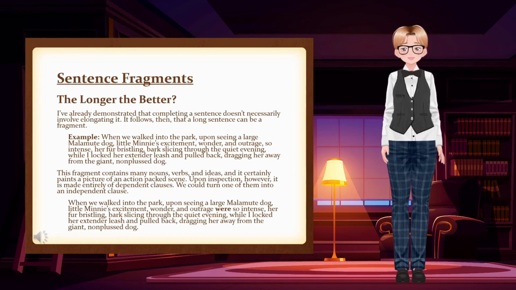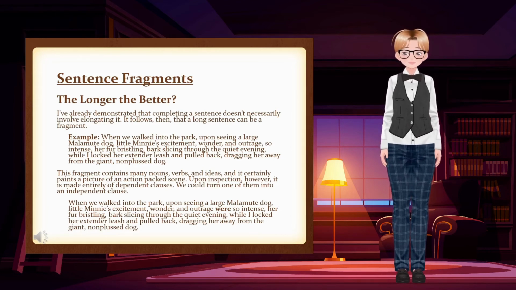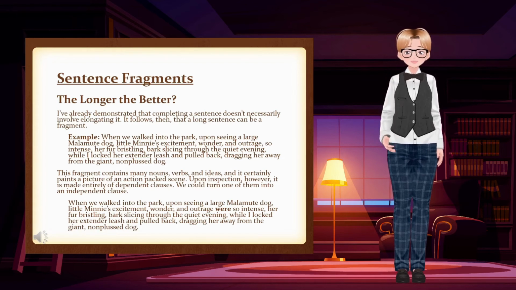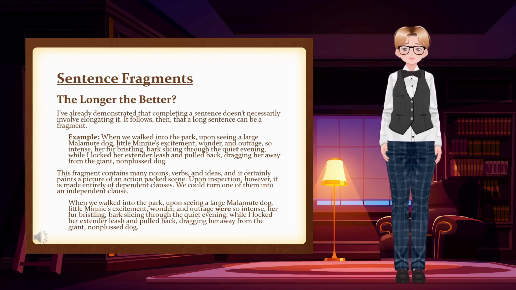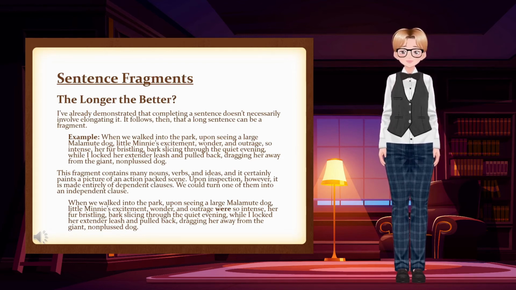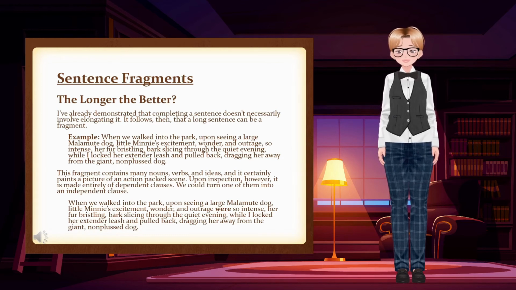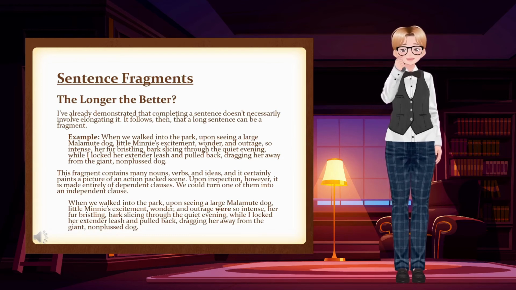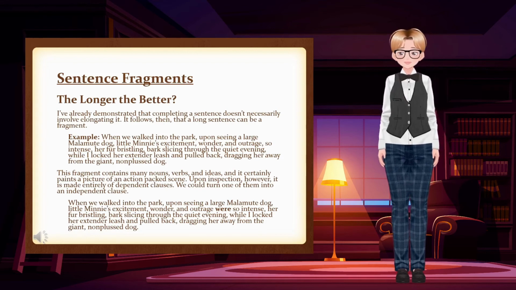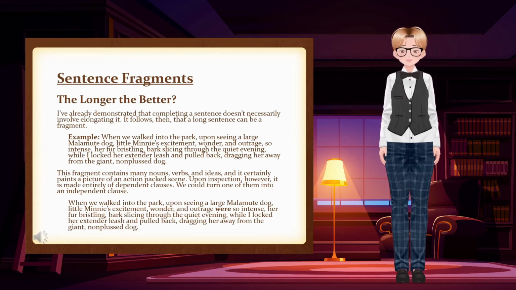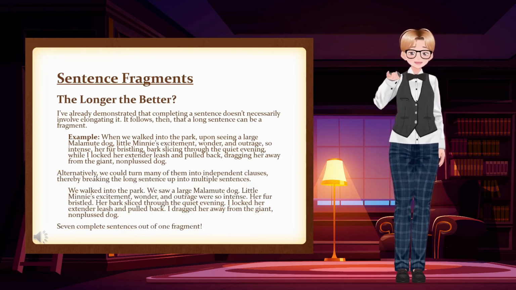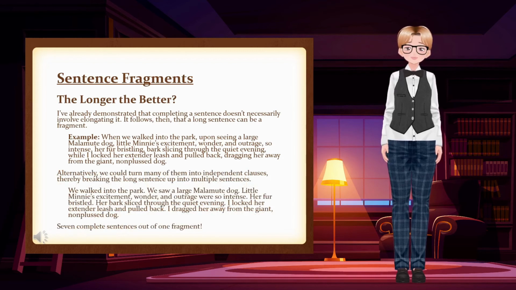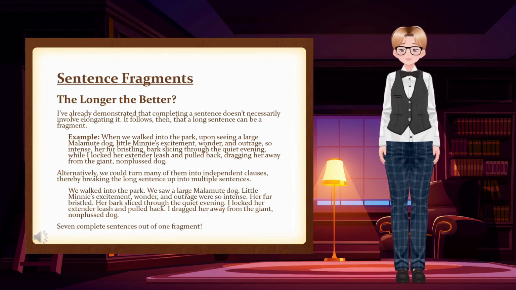We could turn one of them into an independent clause. When we walked into the park, upon seeing a large Malamute dog, little Minnie's excitement, wonder and outrage was so intense, her fur bristling, bark slicing through the quiet evening, while I locked her extender leash and pulled back, dragging her away from the giant nonplussed dog. Alternatively, we could turn many of them into independent clauses, thereby breaking the long sentence up into multiple sentences.